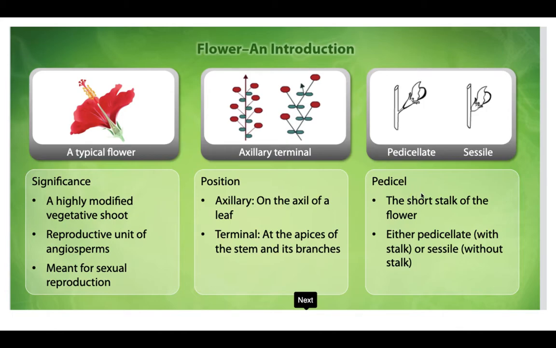Now on the basis of pedicel, flower can also be classified into two types: pedicellate and sessile. The short stalk of the flower is known as pedicel. Flowers in which this pedicel is present are known as pedicellate, while in the absence of the pedicel, they are known as sessile type of flower.